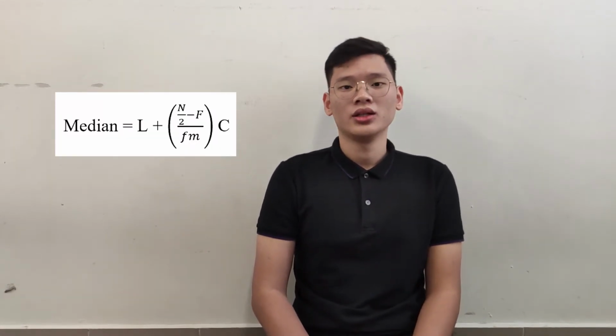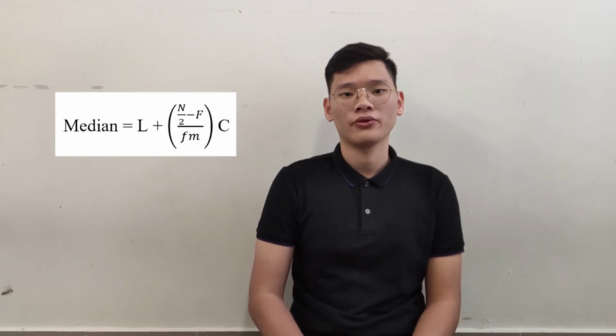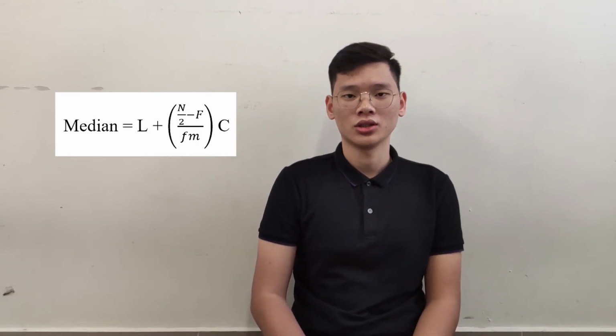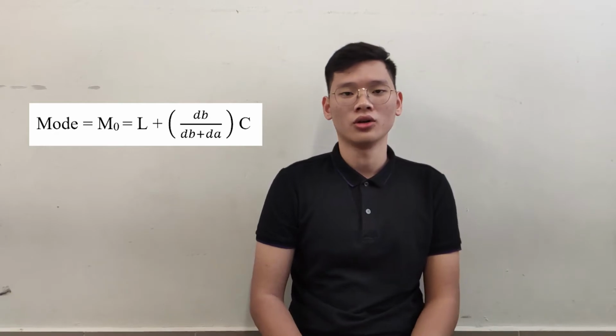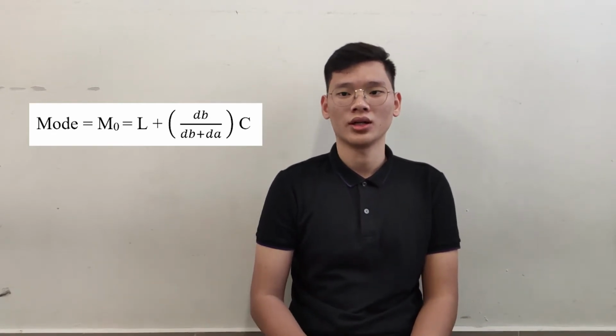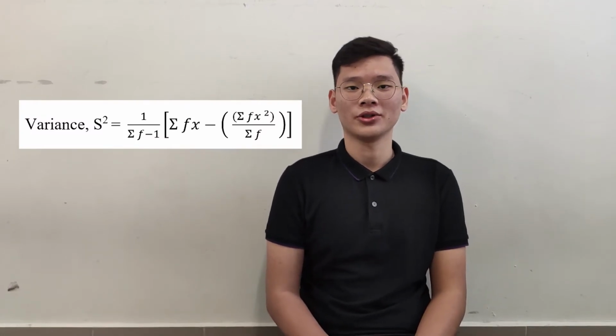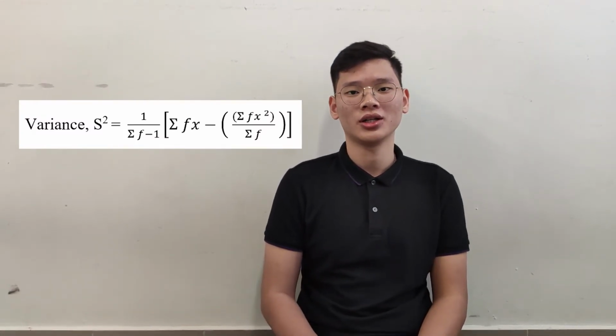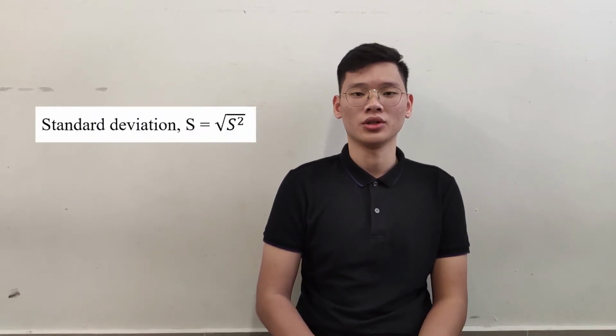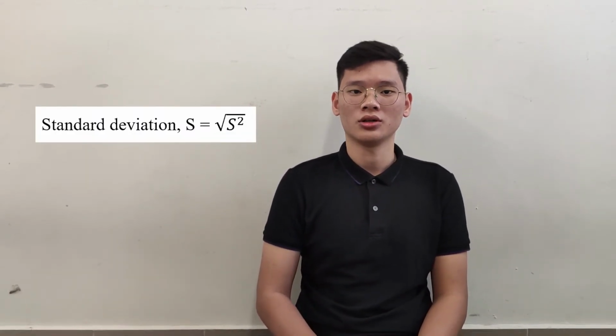For median, it is the middle value for a set of observations, and mode is the value that occurs most frequently in our data. Variance is the measurement of the spread of how far each data point is from the mean, and standard deviation is the measure of the amount of dispersion of the data.